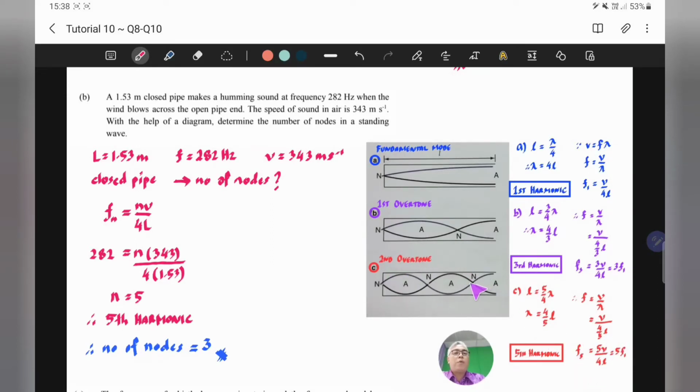So for the fifth harmonic, they ask you to find the number of notes. How many notes do you have? 1, 2, 3. So the number of notes equals 3. This is how we use the diagram. You need to know how to differentiate between a closed pipe and an open pipe case.